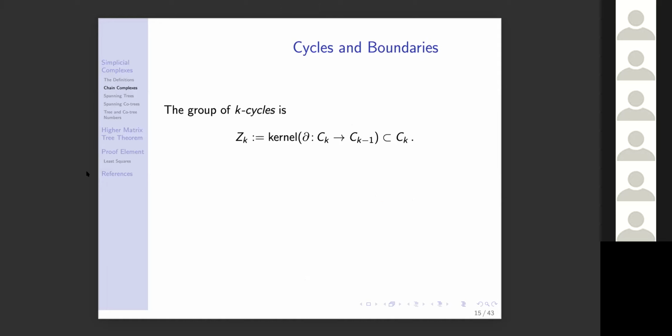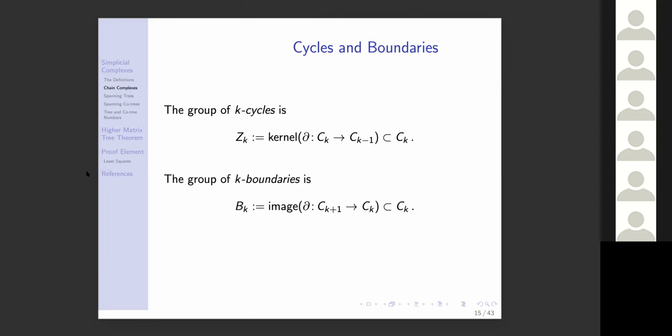So the group of K cycles is the kernel of the Kth boundary homomorphism, and that's a submodule of the K chains. In the case of A being the real numbers, this would be a vector subspace. So I'm taking the kernel of this linear transformation in that case. The group of K boundaries is the image of the K plus first boundary operator inside the K chains. So that's called B sub K. So we have Z sub K and B sub K.